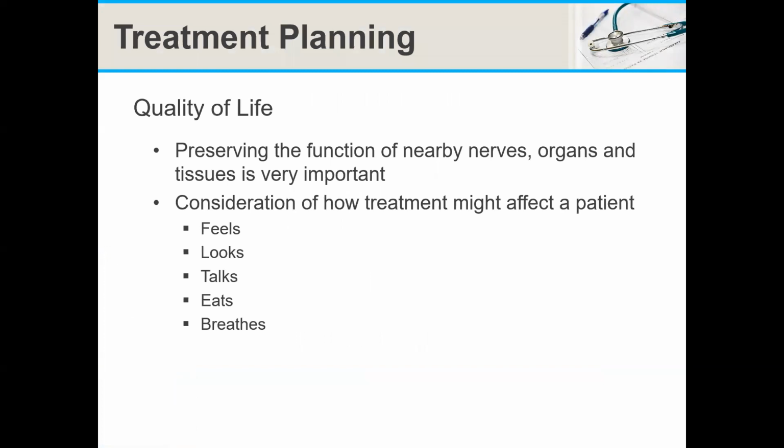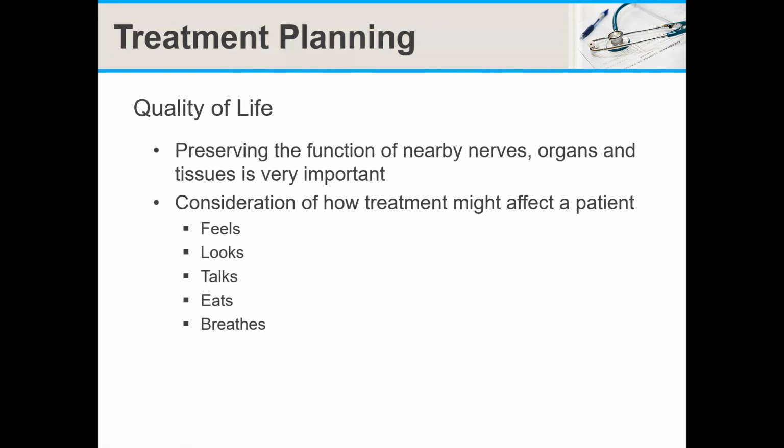Many cancers of the head and neck can be cured, especially if they are found early. Although eliminating the cancer is the primary goal of treatment, preserving the function of the nearby nerves, organs, and tissues is also very important with these types of cancers. When planning treatment, physicians must consider how treatment might affect a person's quality of life, such as how a person feels, looks, talks, eats, and breathes.